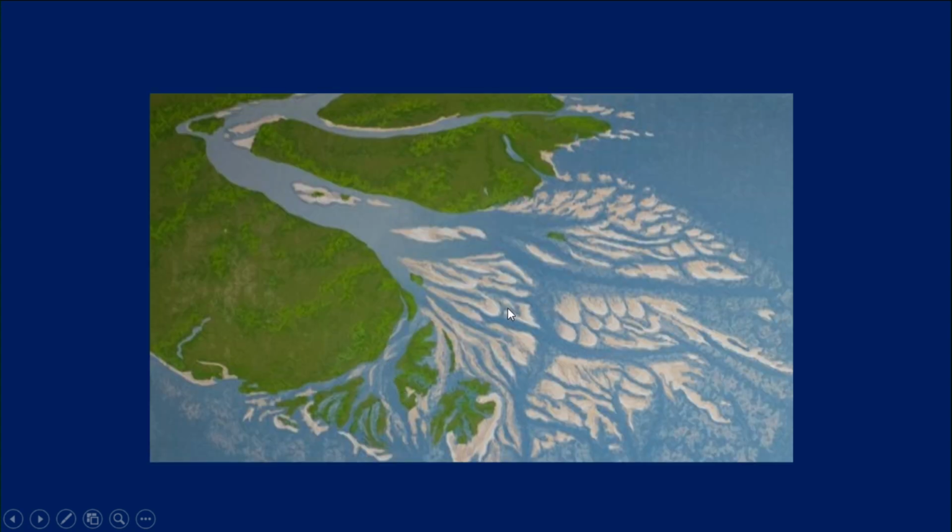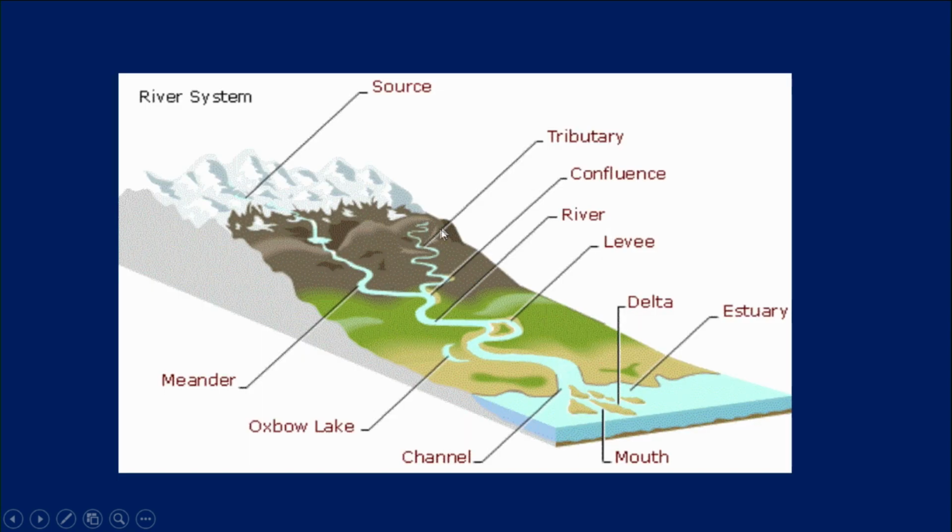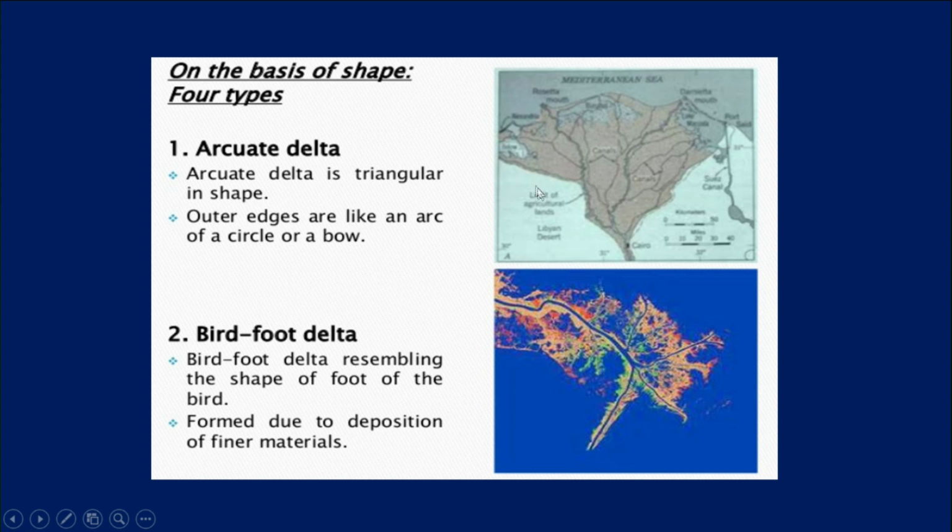So, this is how deltas are formed because of the deposition of weathered and eroded material at the mouth of the river. This is a region which has been described as a river mouth, where the river is merging into the ocean. So, these are the different landform features from the higher elevated regions to the river mouth which we have discussed. Based upon the shape of the delta, they have been classified into arcuate delta. When the edge of the delta is forming an arc, we call it an arcuate delta.